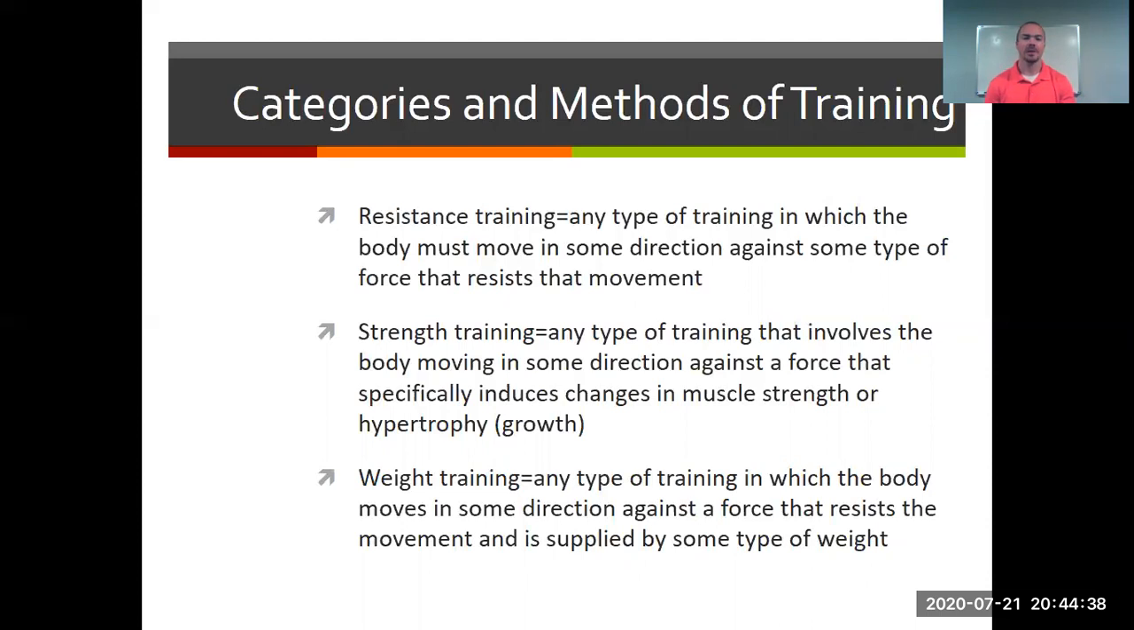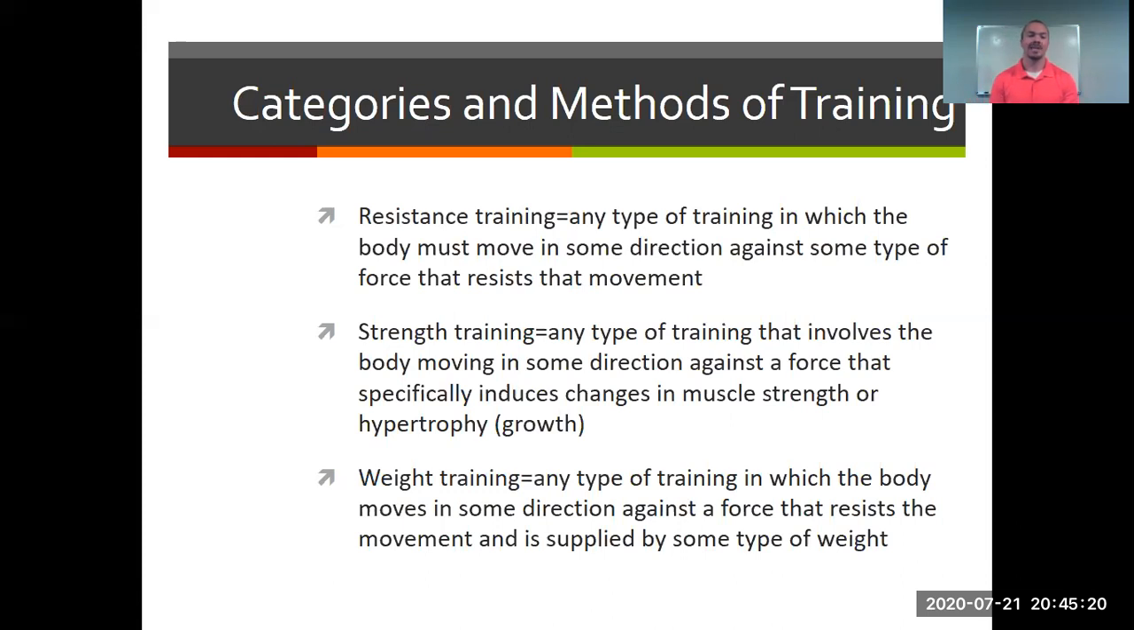Strength training, any type of training that involves the body moving in some direction against a force that specifically induces changes in muscle strength or hypertrophy growth. And again, take note that hypertrophy, for our purposes, will always be used relating to muscular growth. And strength training, again, we have a goal, but how we're achieving that goal, it can be done with a variety of movements. It could be manual resistance with another partner, using body weight exercises, free weights, machines, you name it. Basically anything that you're doing to improve your strength.